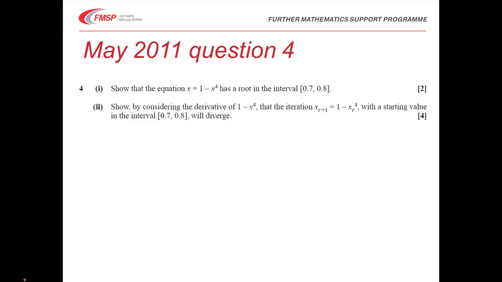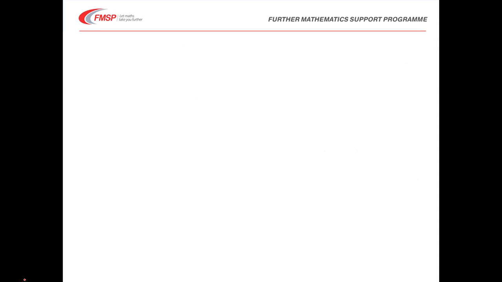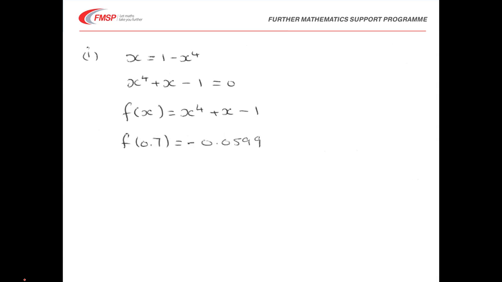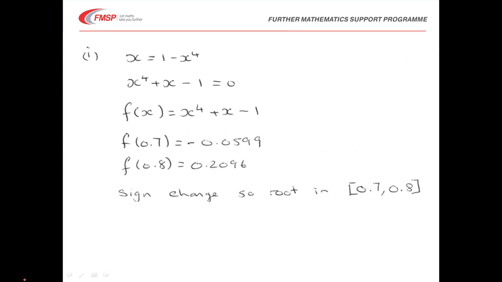Next question is question 4 from the May 2011 paper, and again we're starting off with show that an equation's got a root. And this time it's still talking about iteration, but it's asking us to consider the derivative, and say why the iteration might diverge. So for part 1, first thing I do is rearrange it to put it equal to 0 because I'm going to use a sign change. So that's my function. Stick in 0.7 I get a negative, stick in 0.8 I get a positive, so the root's going to be between the two.